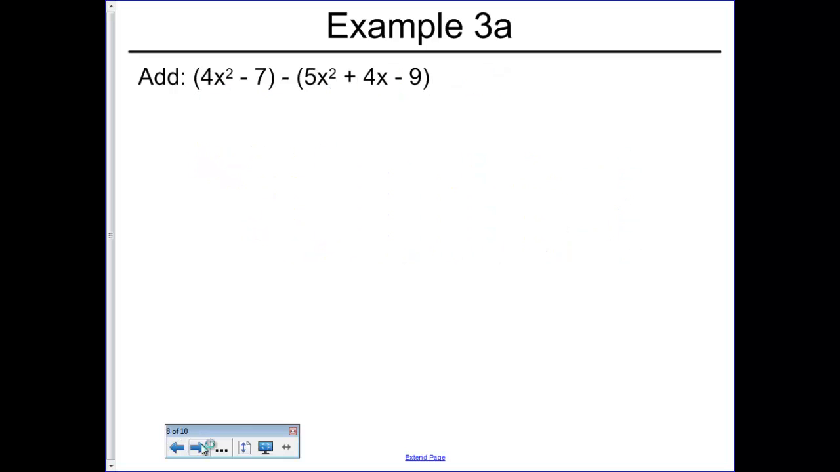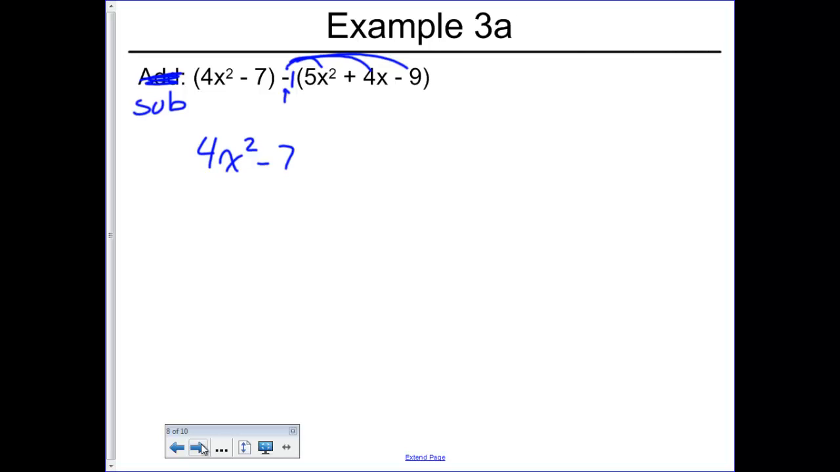Example 3a, this particular example has a subtraction of polynomials. Now this should say subtract or minus. Subtract here. Now this is a little more complicated. You'll see that we have this minus sign right here. So what we have to do is treat that as a negative 1 that needs to be distributed to all 3 terms before we do anything with it. So I'm going to bring down my 4x squared minus 7.